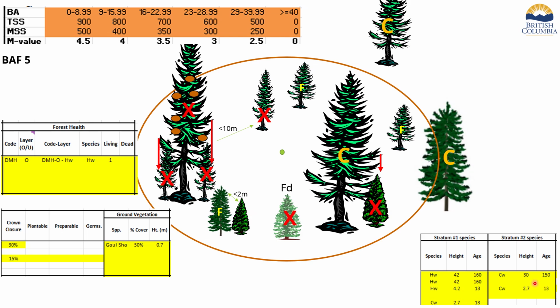And then we repeat for our crop trees. So for our crop hemlock, we just pick a representative one. Let's say this one's representative, and we do height and age, so 42 and 160, so same as our inventory. And then for understory, we do it for our leading species. And again, this is for the stratum. And cedar overall at the stratum level is our leading understory free growing species. And so we determine its age, 13, and height, 2.7.